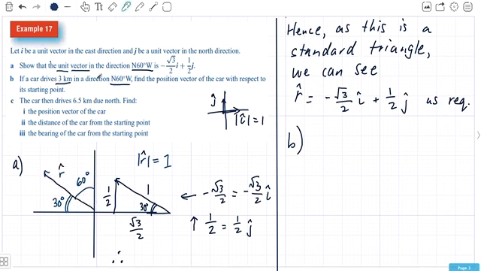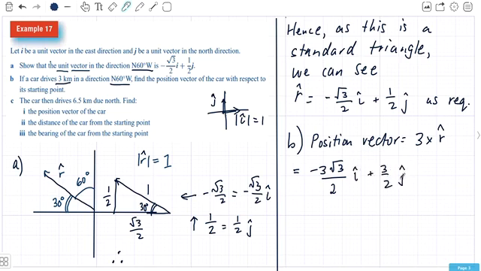So we're looking now at driving 3 kilometres in this direction. So 3 kilometres is 3 times this vector here. So for B, we're going to say our position vector is 3 times as big as this vector here, because this is just going in 1 in that direction. It's going in the direction we want, but its length is only 1. So our position vector would be negative 3 root 3 on 2 i, plus 3 over 2 j. That would be our position vector, travelling 3 kilometres in the same direction. So it's just 3 times as big.